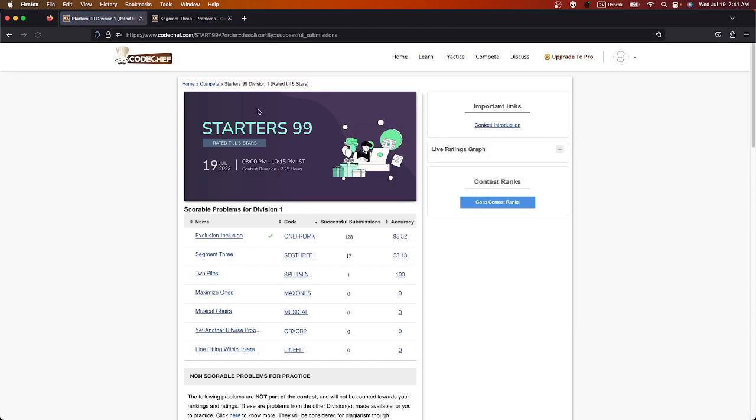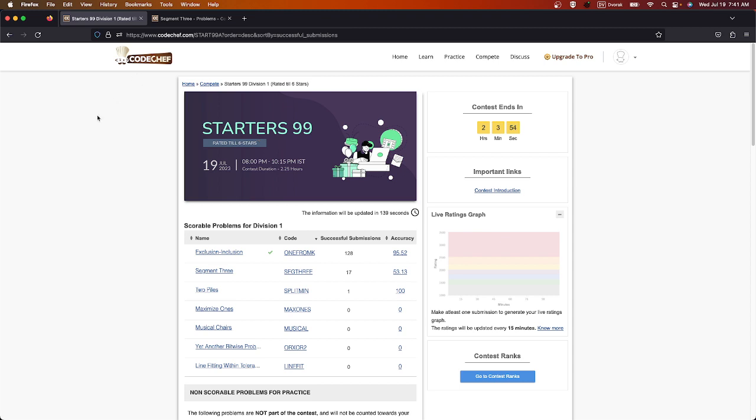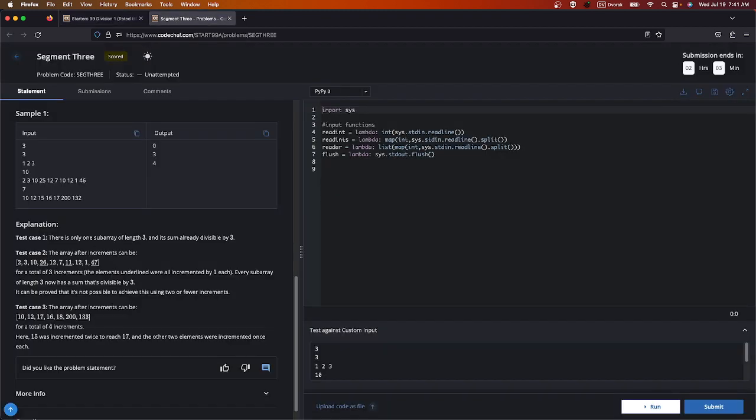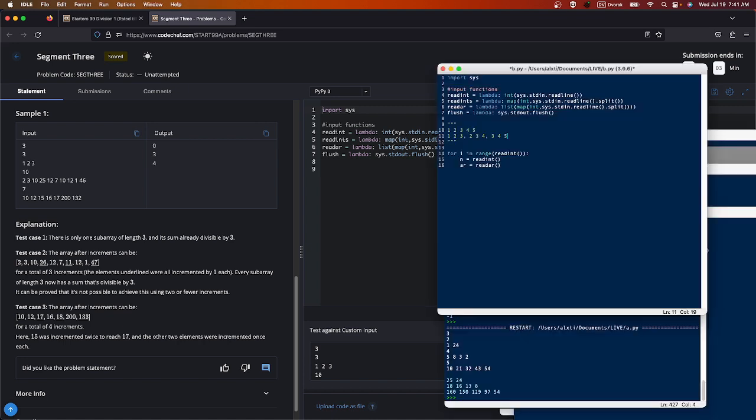Okay, let's just make sure this is the next problem we're going for. Okay, yeah, that is definitely the next problem we are going to attempt. 2, 3, 10, 26.